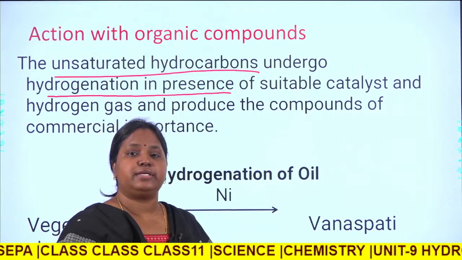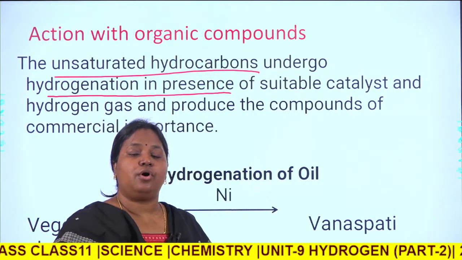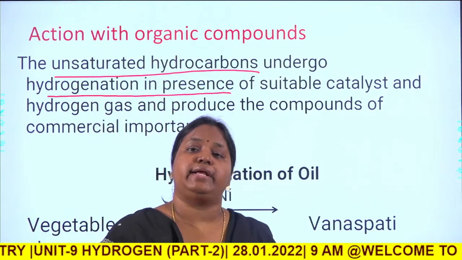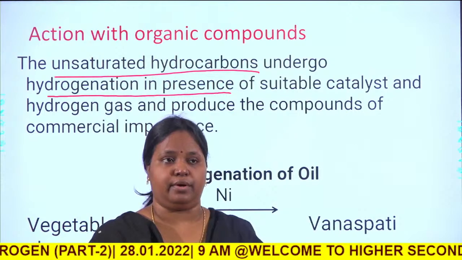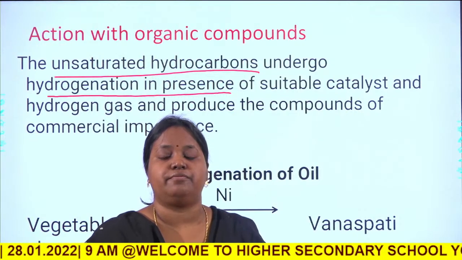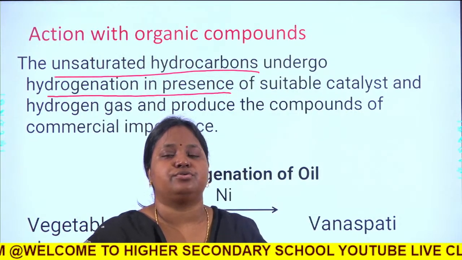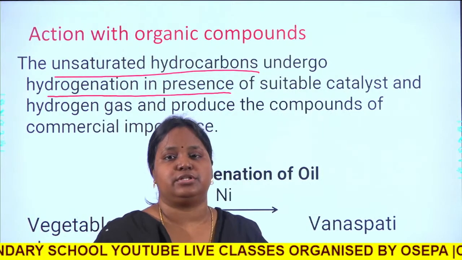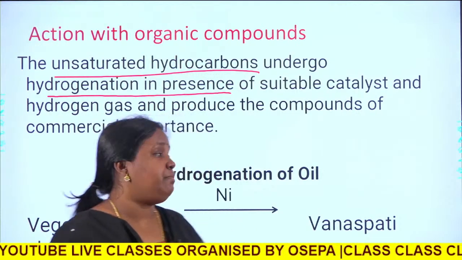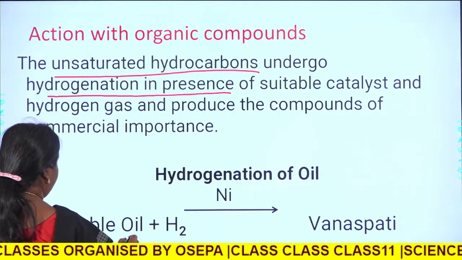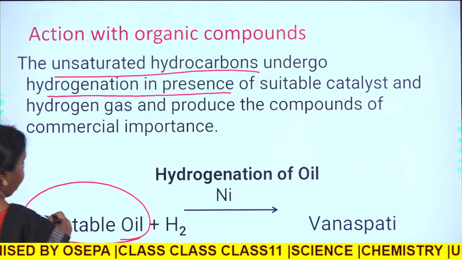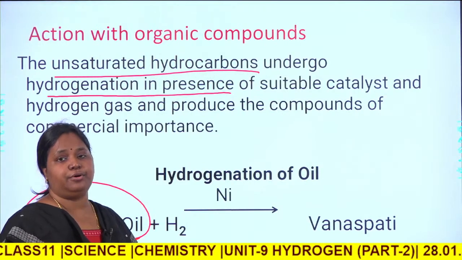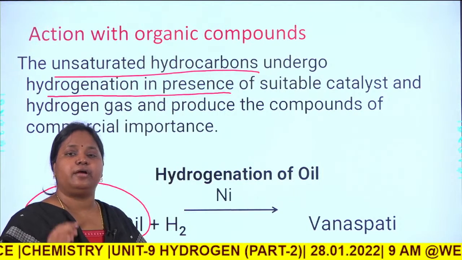For example, let us see the hydrogenation of vegetable oil giving you banaspati ghee. The Dalda that you eat is made by hydrogenation of vegetable oils like soybean oil and peanut oil. Why? Remember that these vegetable oils have a number of double bonds.